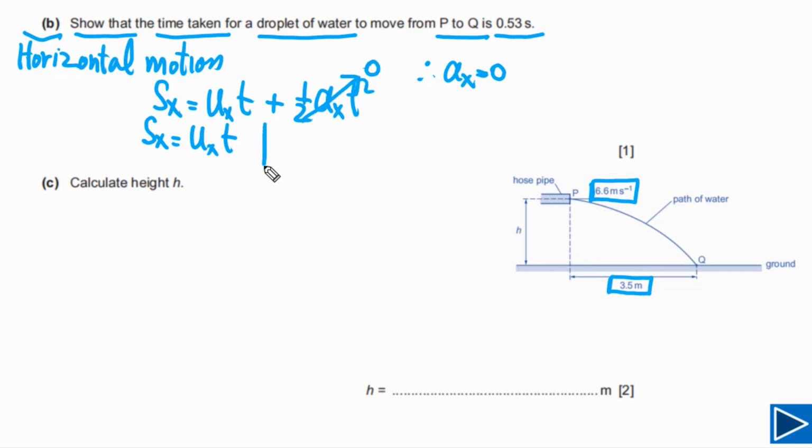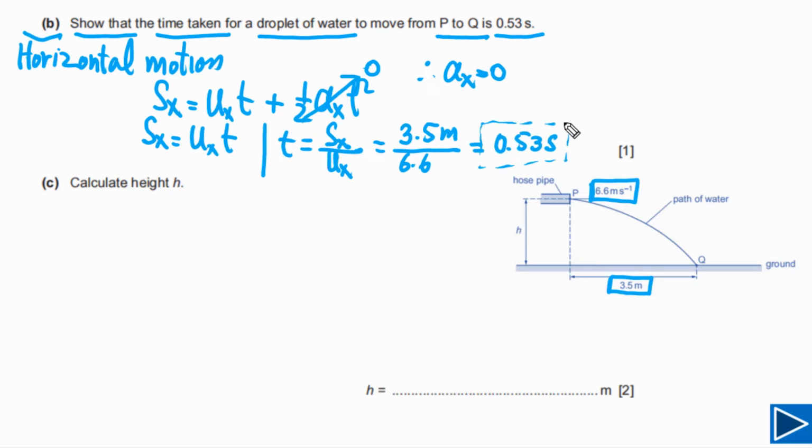Now we need to find out the value of t. So we can rearrange this. We can write horizontal displacement divided by horizontal component of velocity. Horizontal displacement in this case is 3.5 meters. We need to divide this by horizontal velocity, that is 6.6 meters per second. So our final answer in this case will be 0.53 seconds, and this is the answer. This question has only 1 mark. If you have got this right answer, you will get 1 mark.